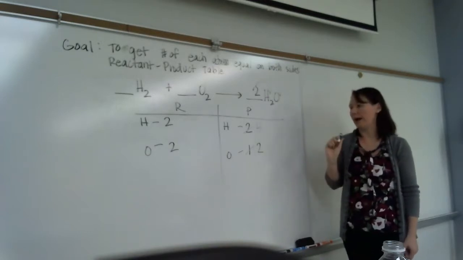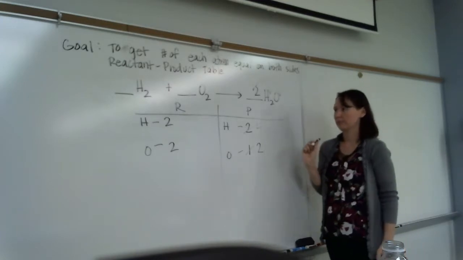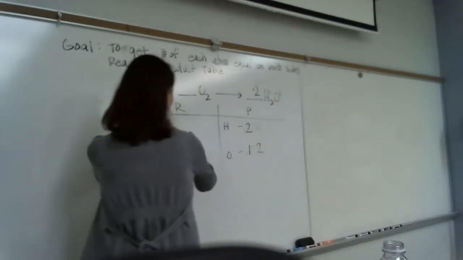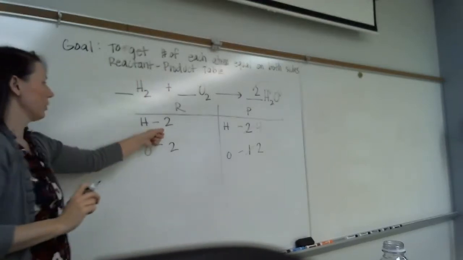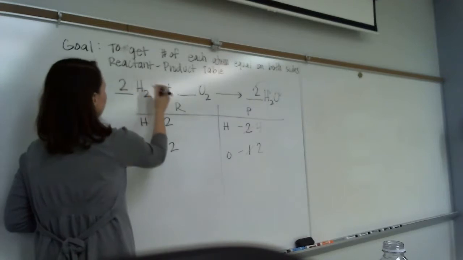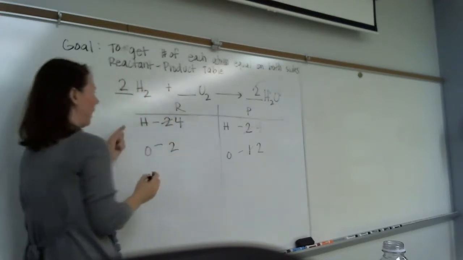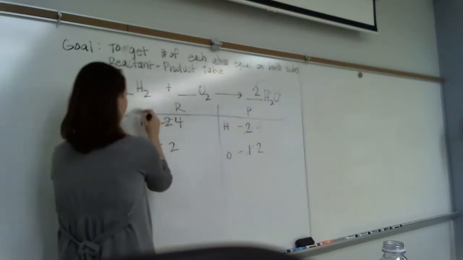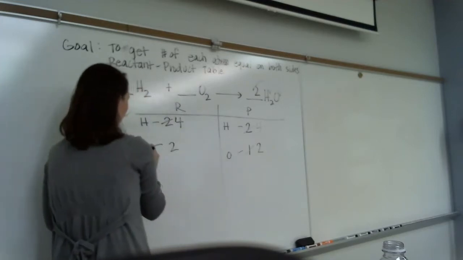So how do I balance hydrogen? I have a 2, I want it to become a 4, so I put a what? A 2, right. 2 times 2 is 4. So now we've got 4, 4, hydrogen's balanced, 2, 2, oxygen's balanced.